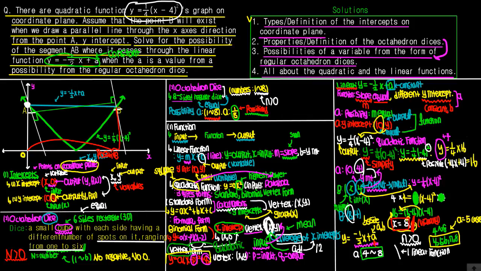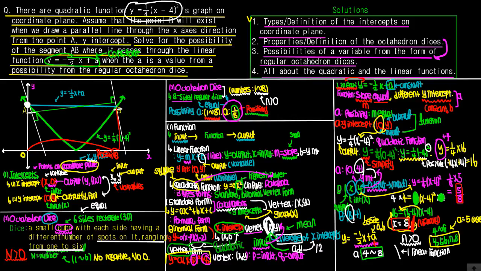So we can apply this to our original function. We said that this a value is from the octahedron dice, which means the probability can be 1 over 8. But now we have our 5 cases, so we multiply by 5, and we're going to get our total probability answer, which is going to be 5 over 8. 5 over 8 is going to be the probability of our a value, which makes our linear function y is equal to negative 1 over 2x plus a pass beside the points A and B. So let's review what we did in this question.